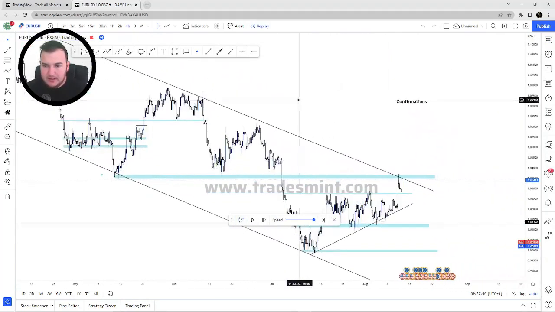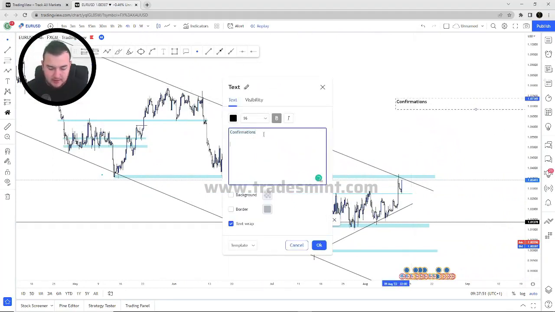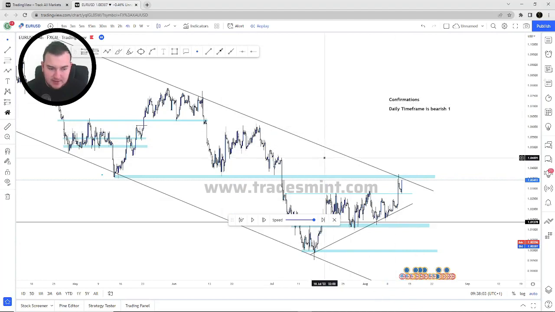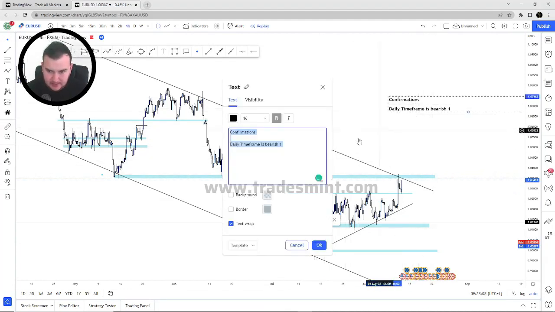Okay, so if we look at this again, we know on a daily time frame we are bearish. So we can put here daily time frame is bearish. Okay, so there's already one confirmation. The second confirmation that we have is that we are at a resistance level. So now we've identified this resistance level, 4 hour at resistance. So this is confirmation number 2.